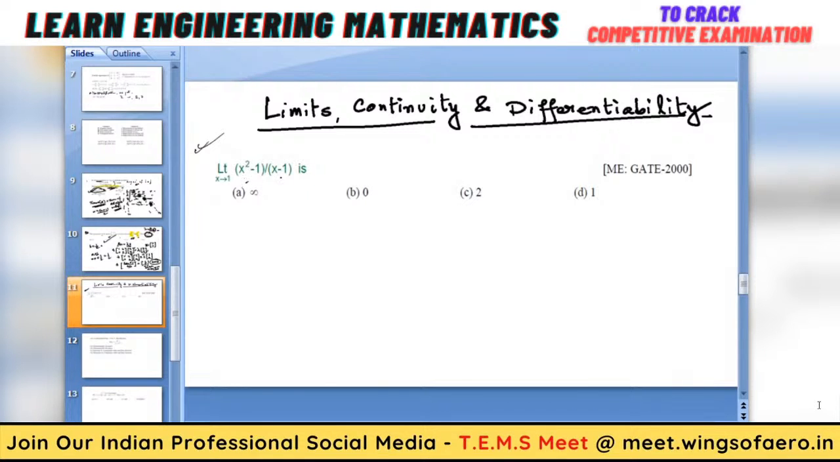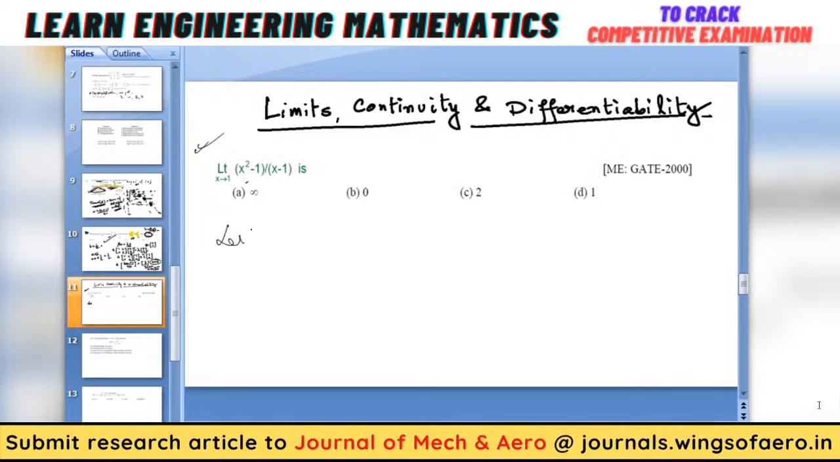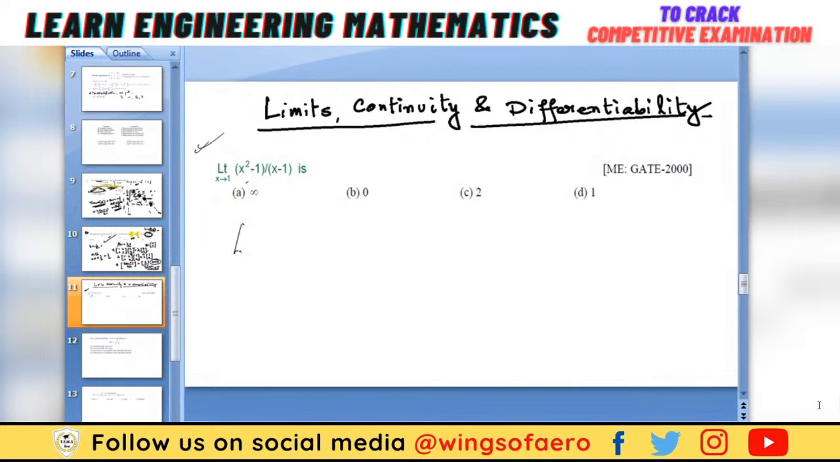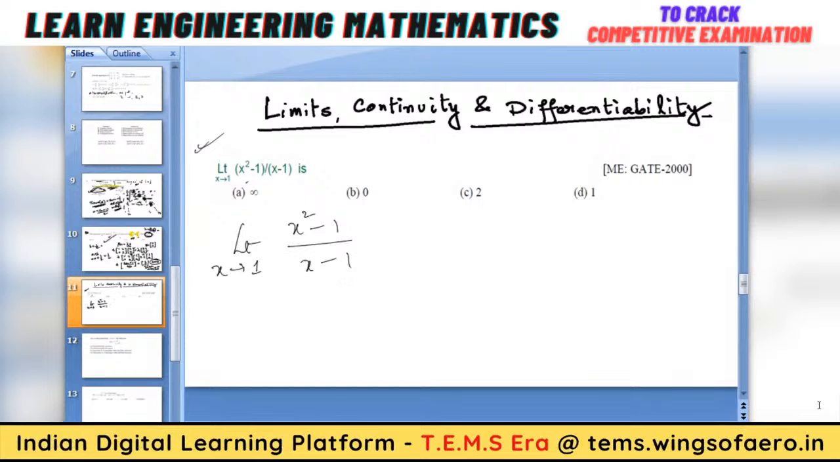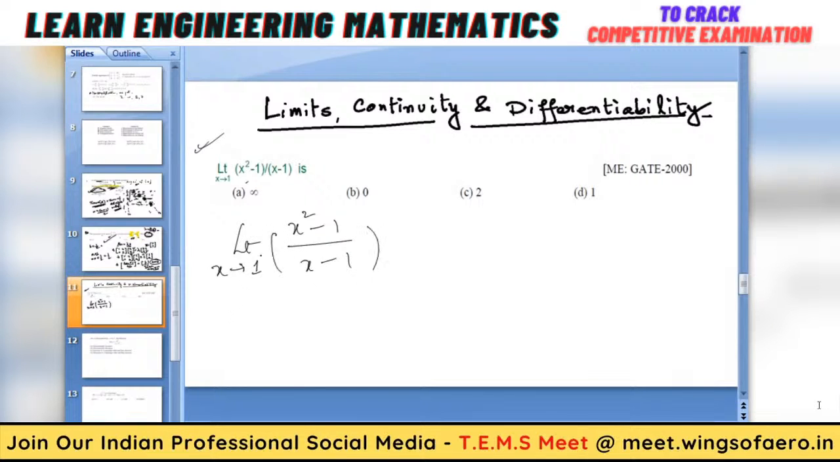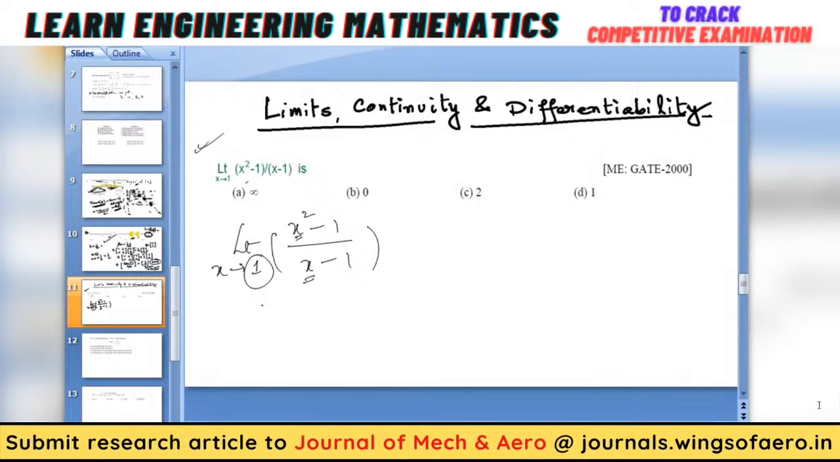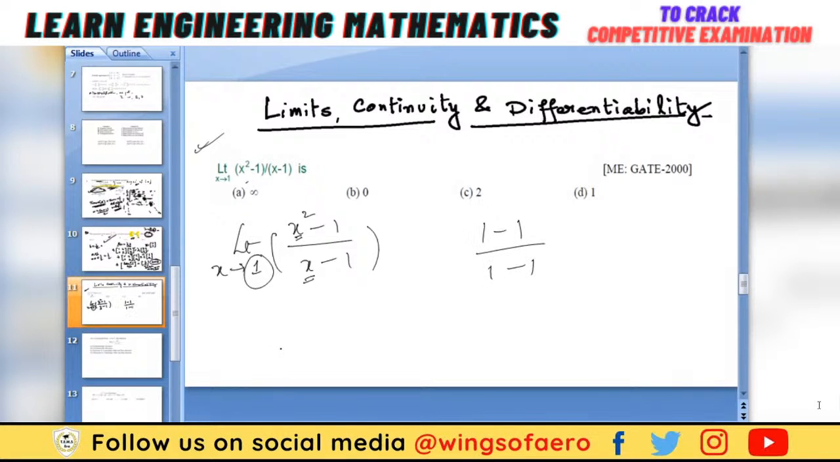Look at this. First of all, for every limit problem you face in the exam, limit x tends to 1, x square minus 1 divided by x minus 1. This is the problem. If you put 1 in x, put 1 here and 1 here, what do you get? 1 minus 1 divided by 1 minus 1, isn't it? So it means it is a 0 by 0 form.